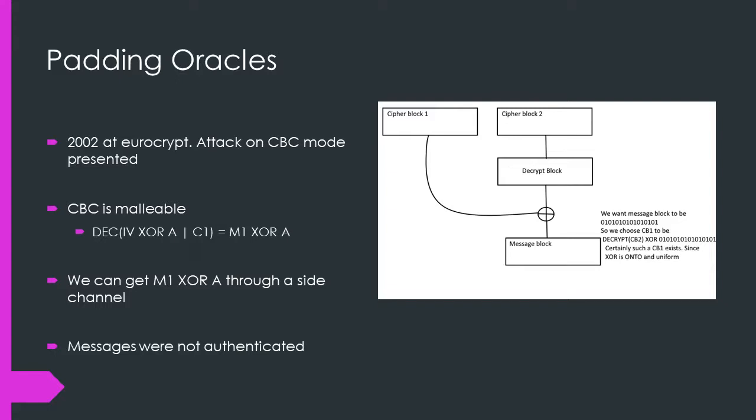Another big issue that was brought up in Vaudenay's seminal proposal was that messages aren't being authenticated. When a message is sent to be decrypted, it's not being checked to see if that message is valid in its own right. When talking about the side channel, a side channel is an unintended information leak in the implementation of the algorithm. In this case, we can use such a side channel in order to get the result of M1 XOR A. We have cipher block 1 XOR message block.